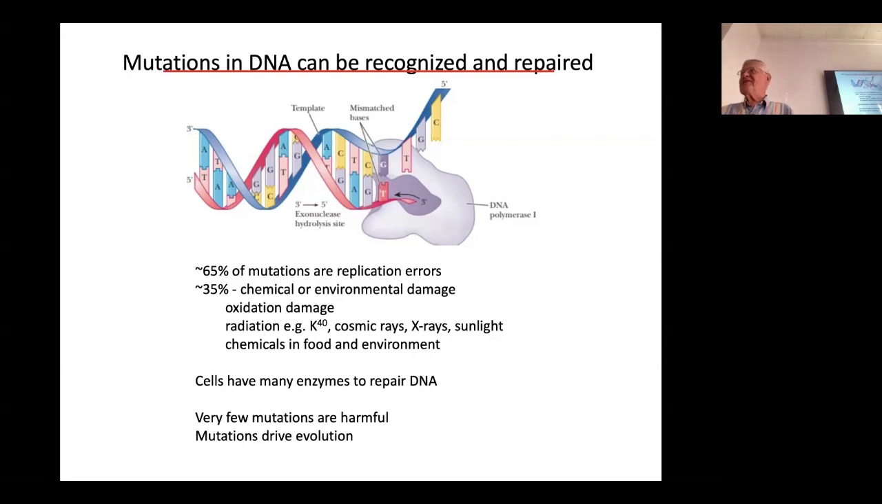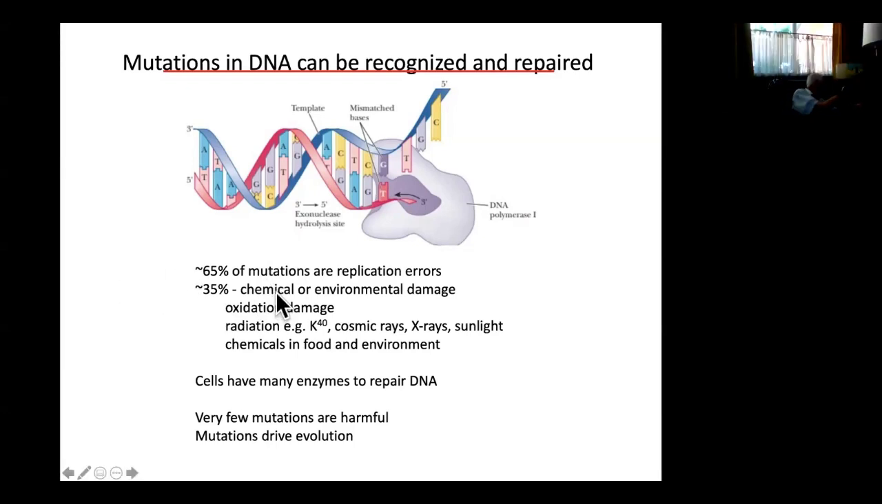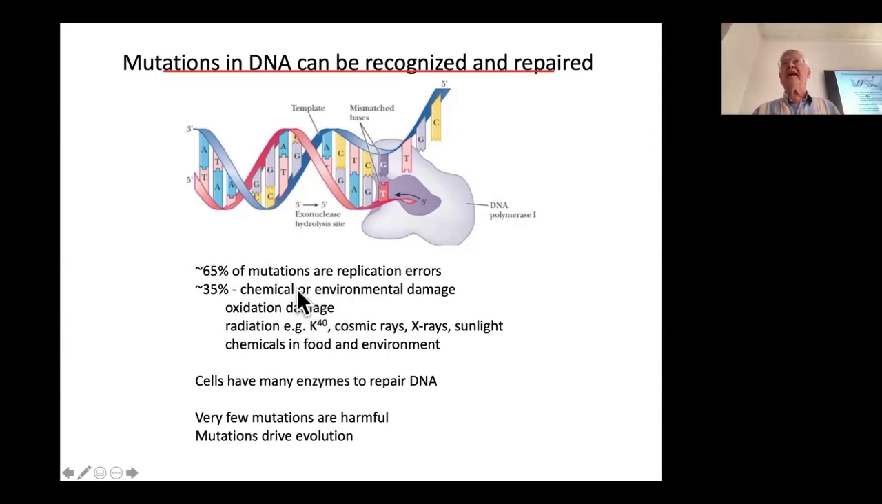Well, we've got 3 billion pairs of DNA, which would mean that every time we replicated our DNA, conceivably, we would make 3,000 mistakes. And these mistakes do occur at a fairly high frequency. Not that high, because most of them are corrected. Now, before we get into that, though, there are other ways in which we get mutations, changes in the DNA sequence. So about a third of them come from either chemical or environmental damage.